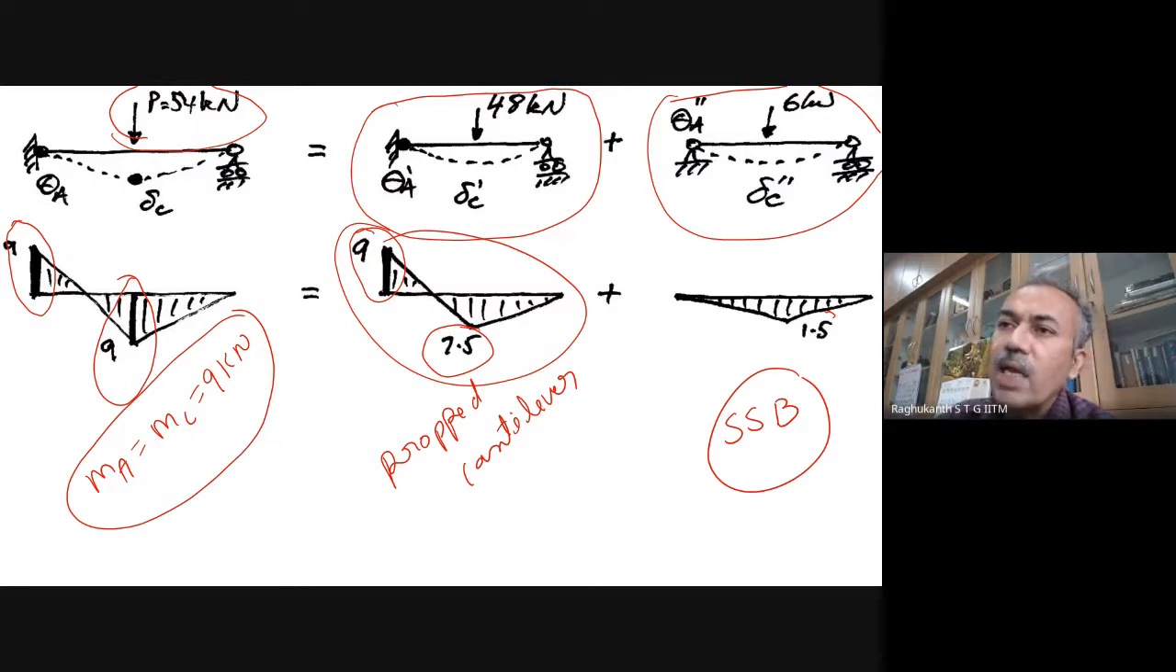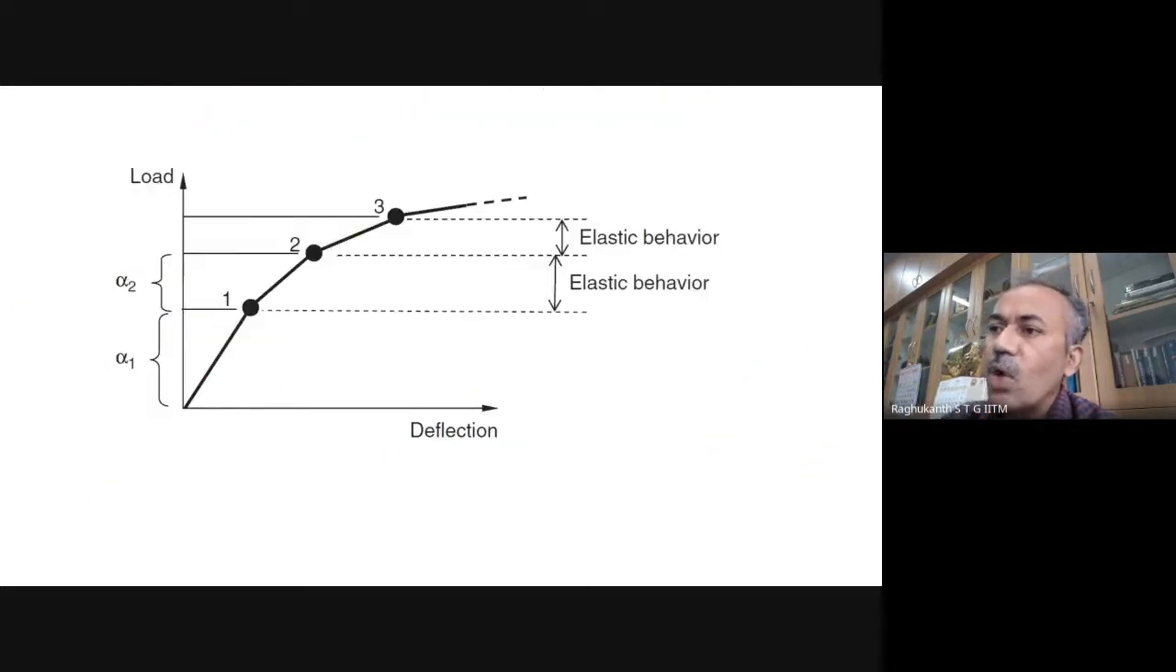So it is something like this in your analysis. Your beam originally was a propped cantilever, but when it is going to fail, from propped cantilever it has come to a simply supported beam, and then hinge formation at the center, and finally it collapses. So this is how the collapse mechanism of our propped cantilever happens.